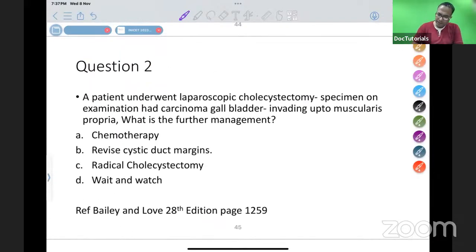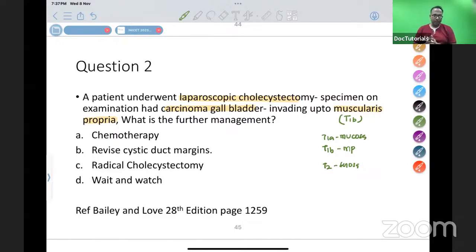And this question is again a repeat MCQ. I'm sure most of you would have answered it correctly. A patient underwent laparoscopic cholecystectomy. The specimen had carcinoma gallbladder invading up to the muscularis propria. What is the T staging? Answer is T1B. There is no submucosa. So T1A is mucosa. T1B is muscularis propria. T2 is serosa. So these are the three things you can get in the specimen.